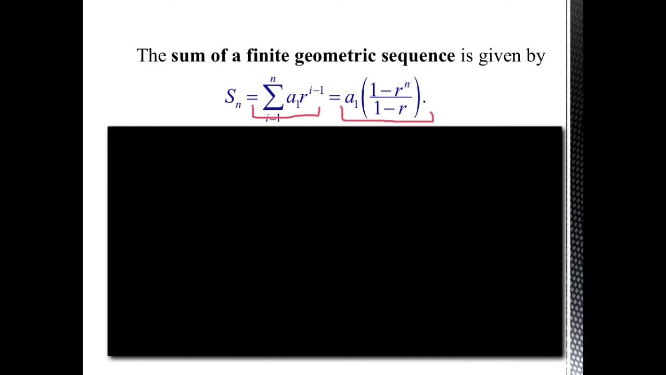So what we need to know is what is our first term, what is our common ratio, and how many terms are we adding together. Generally that's pretty easy to get. Let's go ahead and look at an example to try and calculate this.